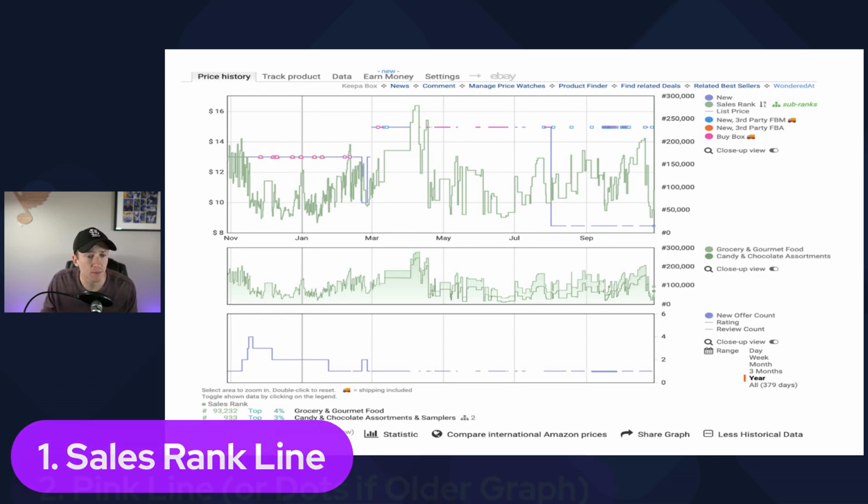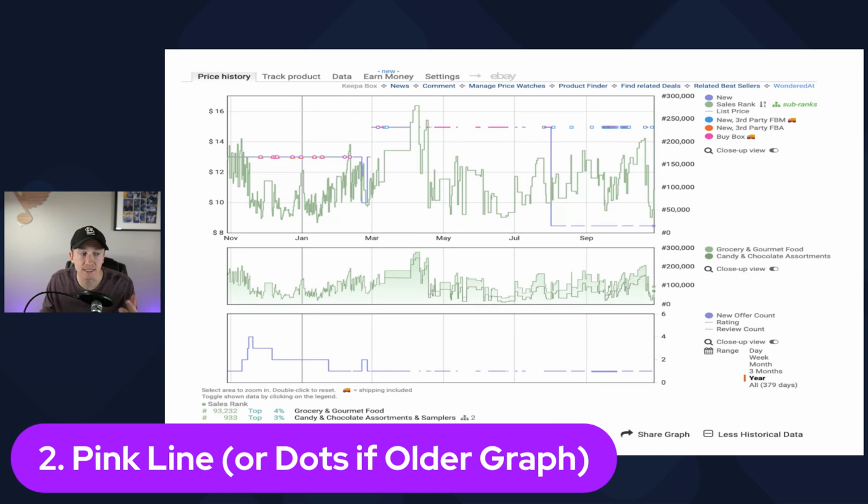The second thing that we want to look at is the pink line, or the dots if it's an older graph. So you can see this one, there are some pink dots here, and then it eventually turned into a line. And so that's what we're looking at now. But ultimately, these dots to me are showing that, okay, back about a year ago at the time of this screenshot, this was selling at around $13. If I'm looking between the $12 and $14 price point, this was selling at $13. And then recently it's been up at about $15 whenever it is in stock.